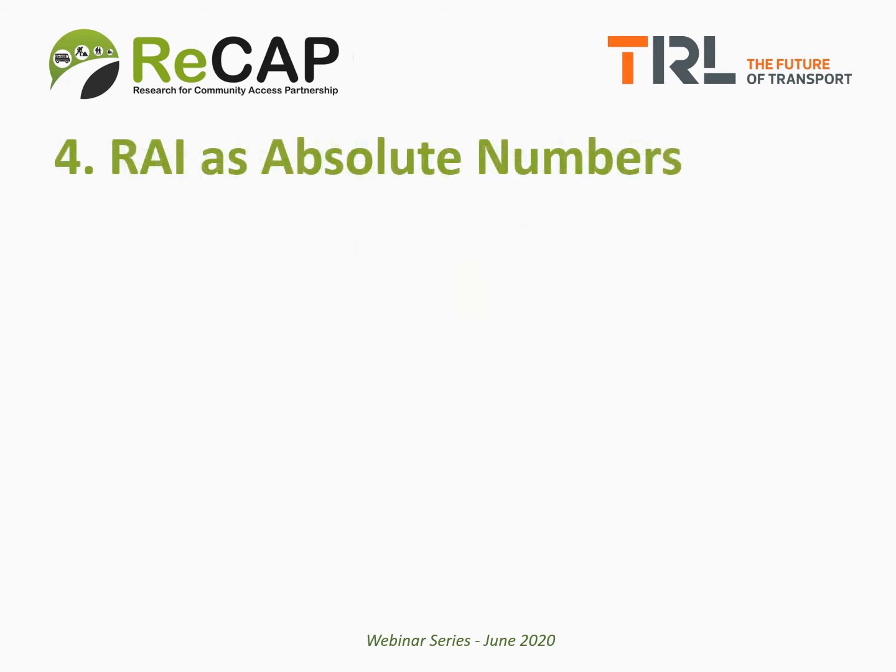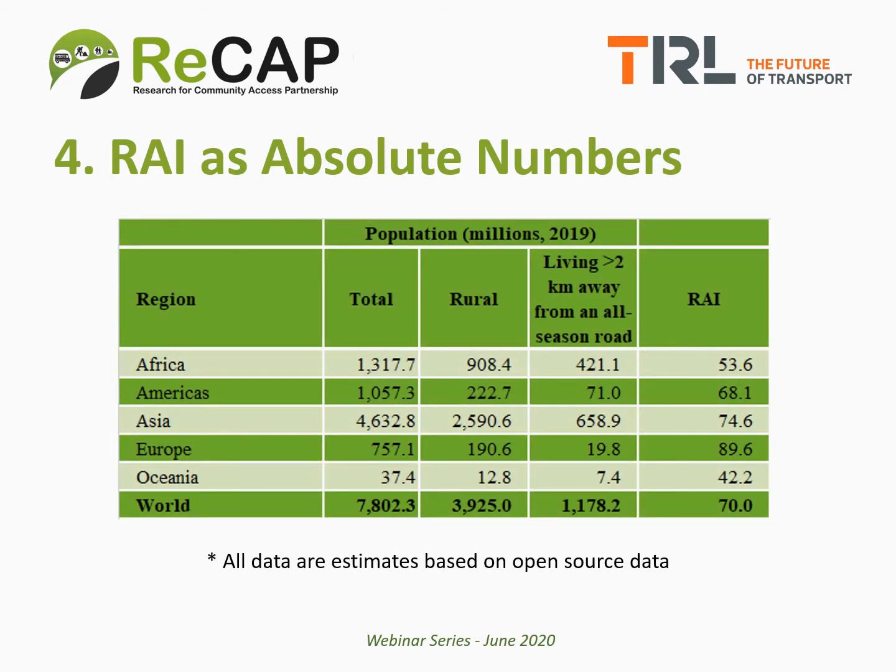We want to talk now about an alternative way to express RAI, which may help in better understanding and communicating the issue of rural accessibility and in using RAI in rural development policy. To date, RAI has been defined and presented as an index, which means it's expressed as a percentage. However, in addition to that percentage value, it's also important to consider the absolute numbers of people impacted by lack of all-season access. For this reason, we've recommended that RAI is presented wherever possible as absolute numbers.